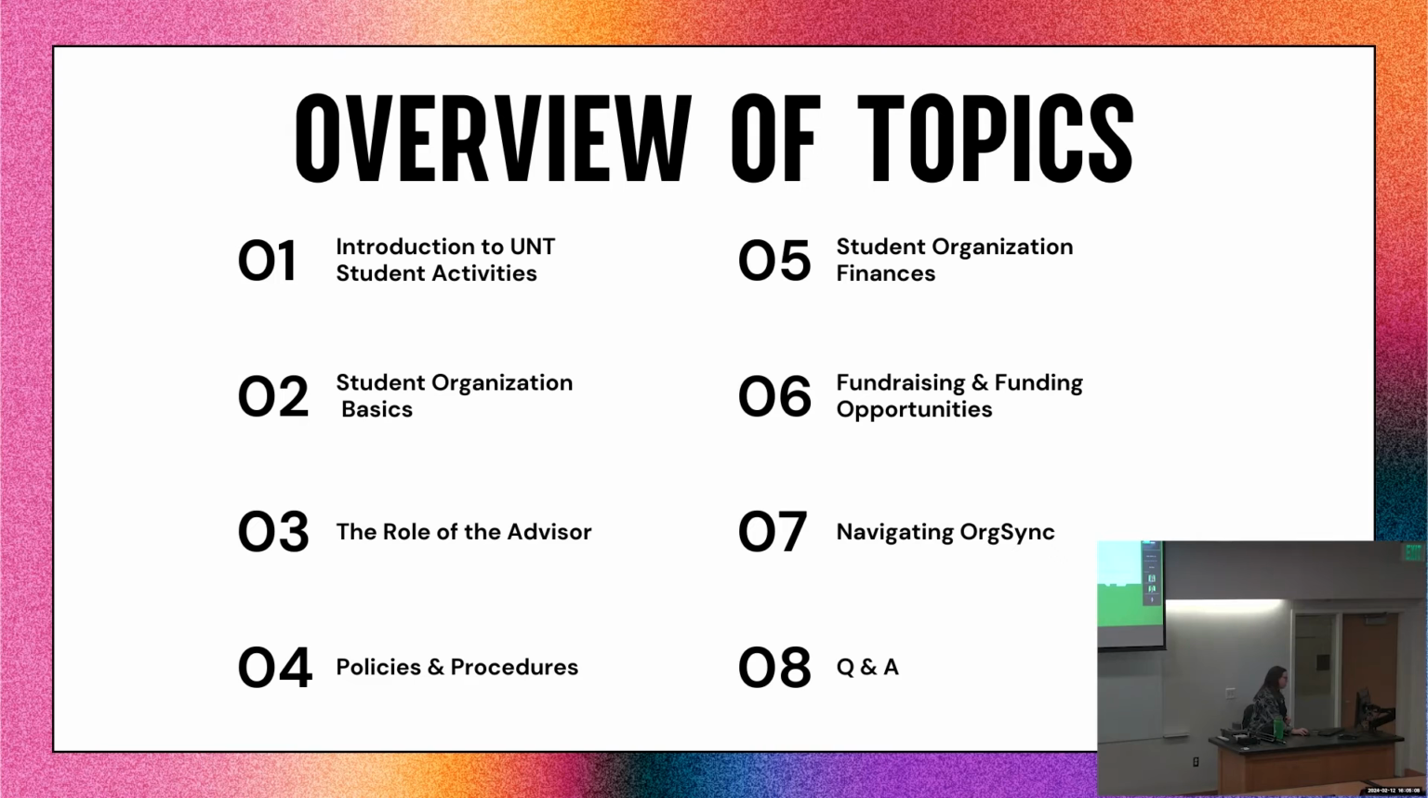And so today we will be going over a quick introduction to UNT Student Activities, all of the different services we provide, the different aspects of our office, as well as some of the student organization basics, what the role of an advisor is. And then we'll jump into general policies and procedures that are related to student organizations, events, everything like that. And then we'll get to a conversation on student organization finances, as well as fundraising and funding opportunities. And then we'll do a quick OrgSync tour so that you can be as familiar as possible with OrgSync and know how to utilize it best to serve your organizations.